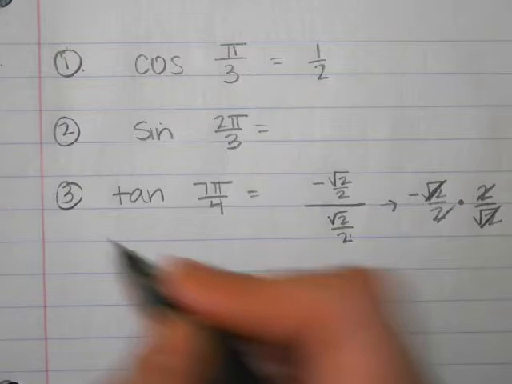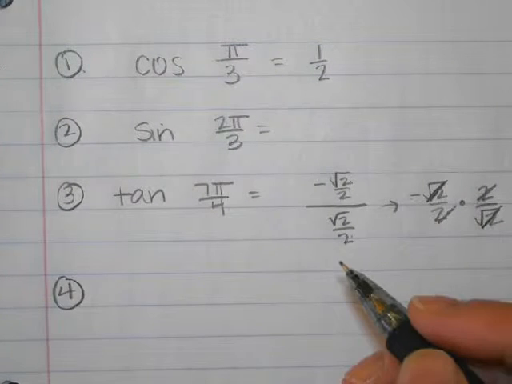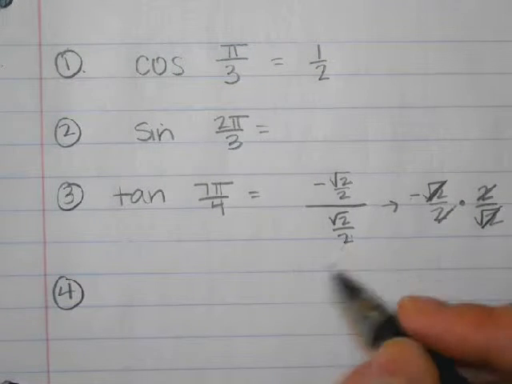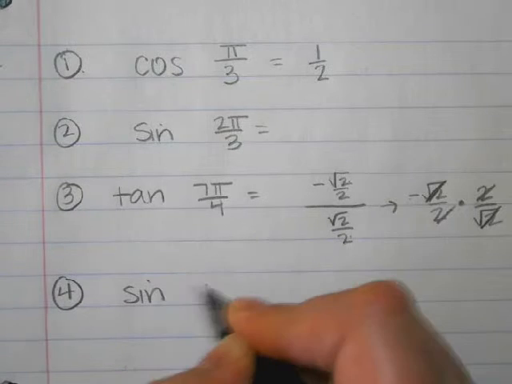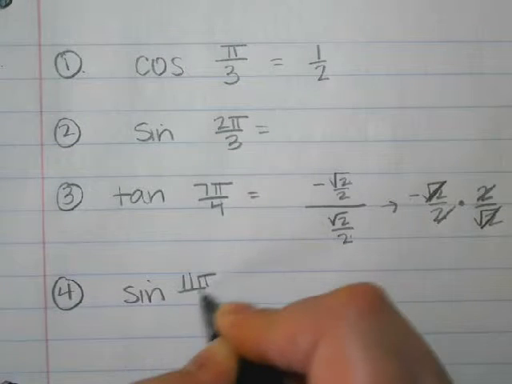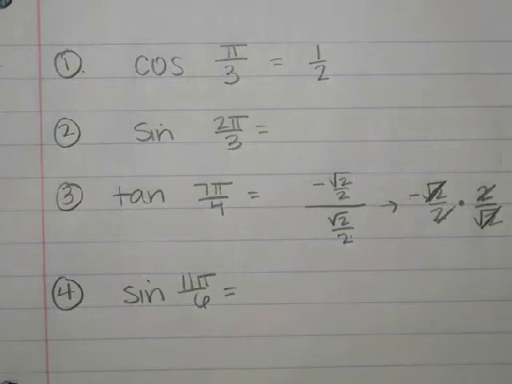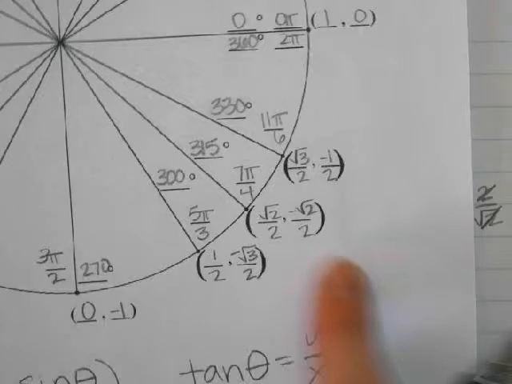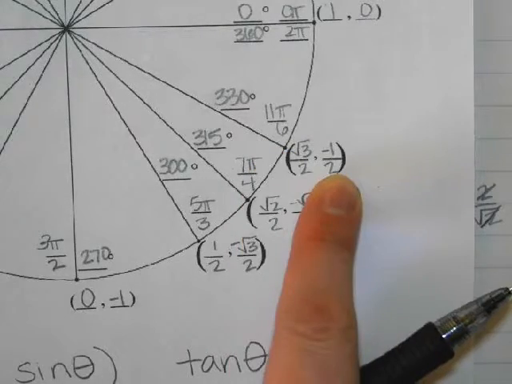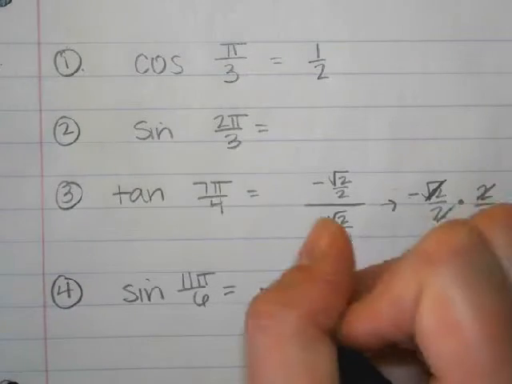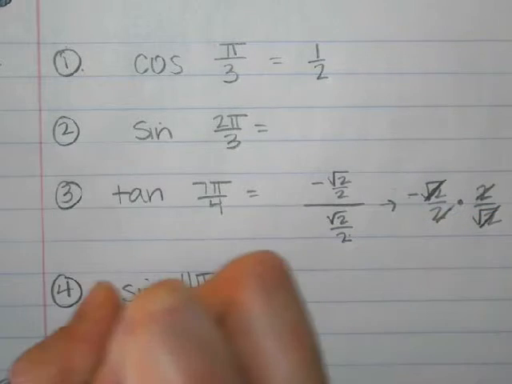All right, number 4. For this one, we're going to do sine of 11 pi over 6. Sine of 11 pi over 6. So we look at 11 pi over 6. We look at the y coordinate because this is sine, and we should have got negative 1/2.